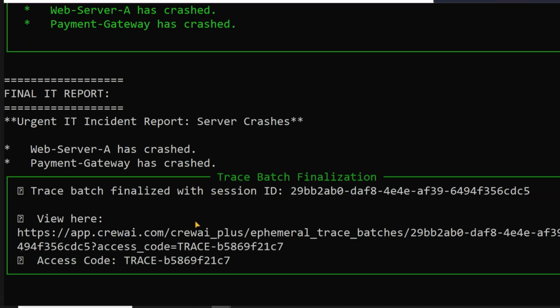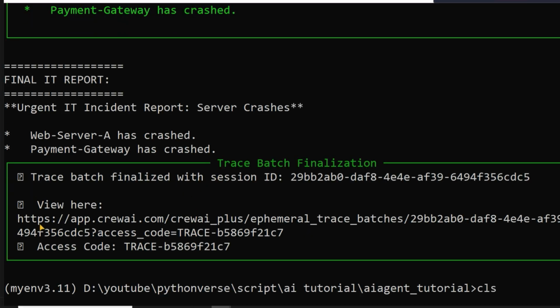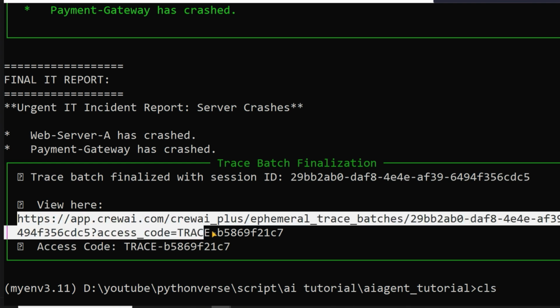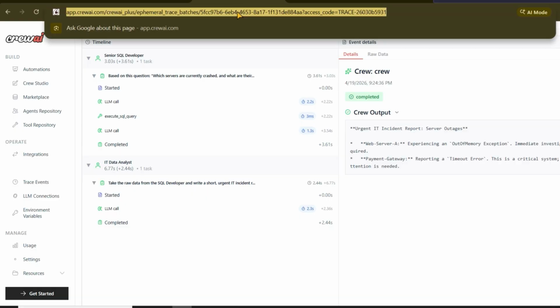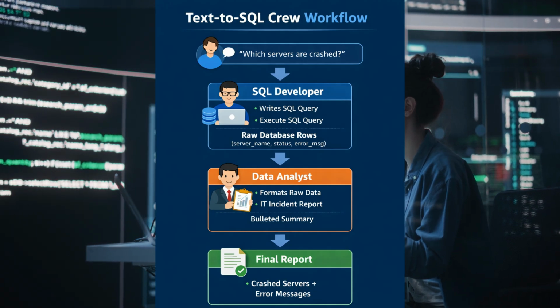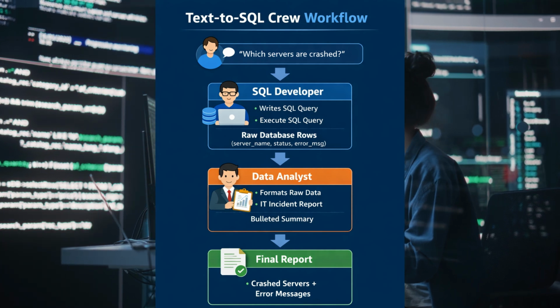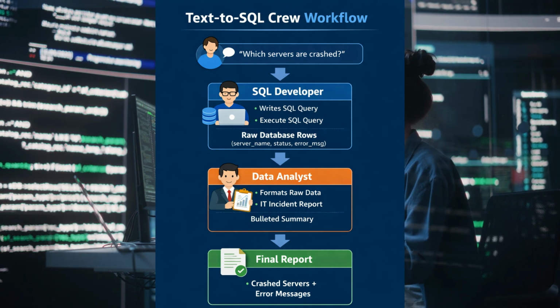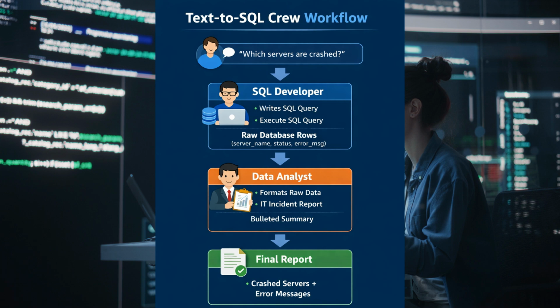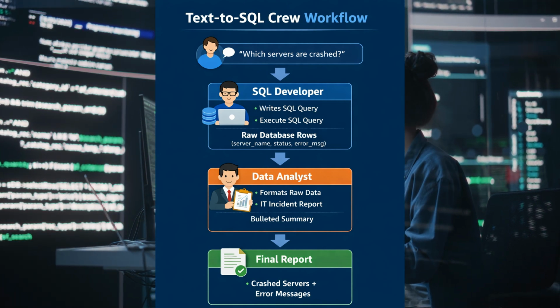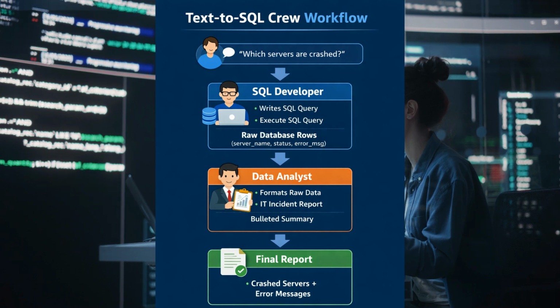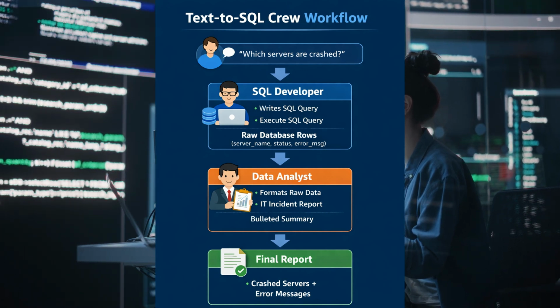Today, we are tackling Text-to-SQL. This is the number one most requested AI feature by businesses right now, and we are using CrewAI to build it. The logic is simple. We will build a two-agent crew. The SQL developer translates your English into a SQL query and runs it using a custom tool. Then a data analyst takes the messy database output and formats a neat report.